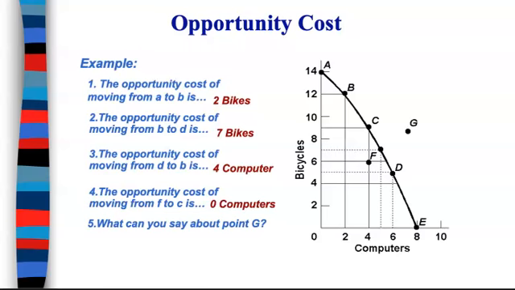Now, what can we say about point G? Well, point G is outside the curve. Therefore, point G is going to be unobtainable or impossible.